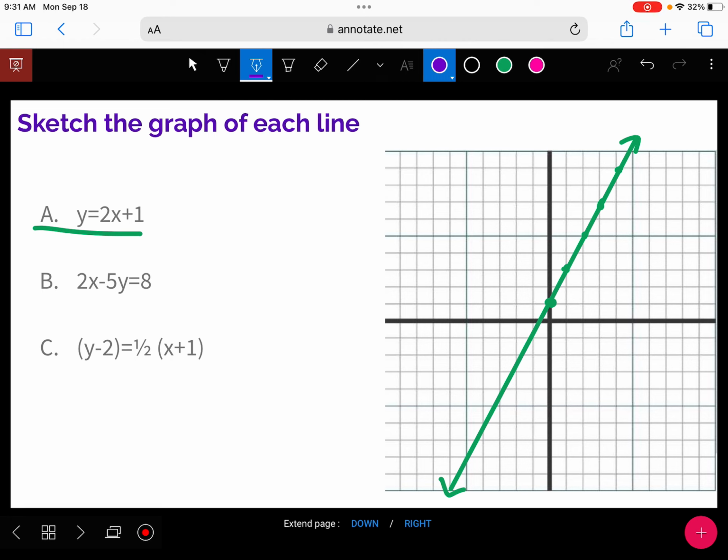So to get this one in slope-intercept form, we're going to subtract 2x from both sides. Minus 5y equals minus 2x plus 8. So gross. And we get our slope-intercept form of y equals 2/5 x plus 8/5, or 1 3/5, right? Which is gross. 8/5 would be fine. Yeah, it leaves us with 1 3/5.